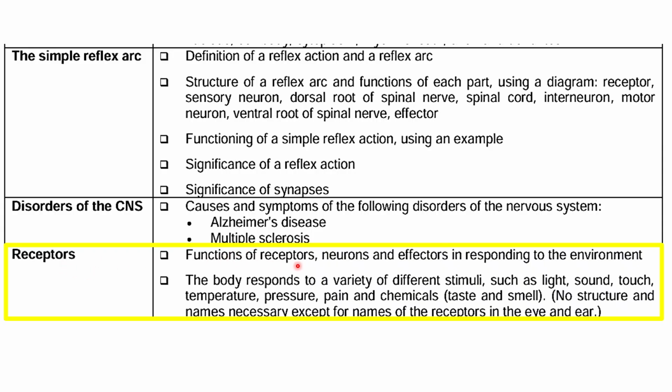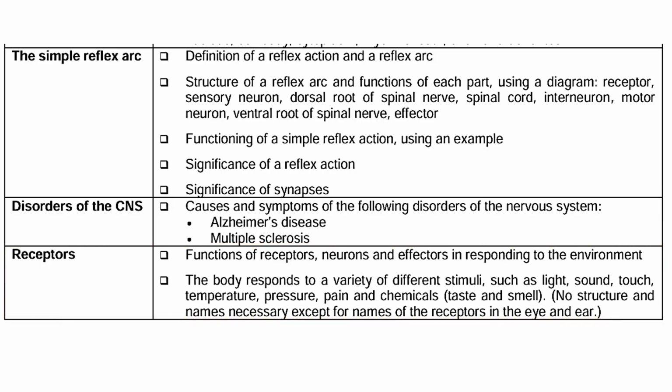Lastly, we have to know about receptors. You have to know the functions of receptors. You have to know neurons and effectors in responding to the environment. You have to know the functions of a receptor, a neuron, and an effector. Then finally, we also have to know how the body responds to a variety of different stimuli, such as light, sound, touch, temperature, pressure, pain, chemicals, that is taste and smell. No structure and names necessary except for names of the receptors in the eye and in the ear. So that is a key thing you need to know as you prepare to write.